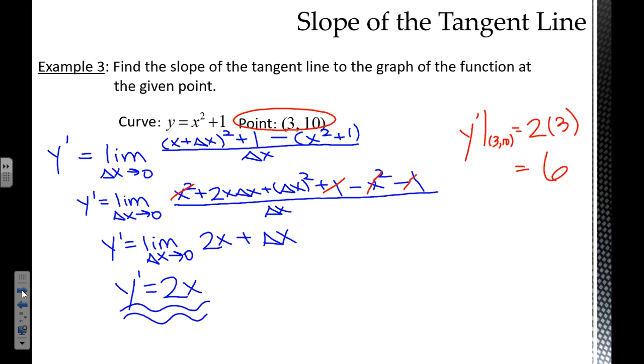Okay? Is that the slope at the coordinate (2, 5)? No. No, that is only the slope at the coordinate (3, 10). Very emphatic, thank you. I appreciate that.